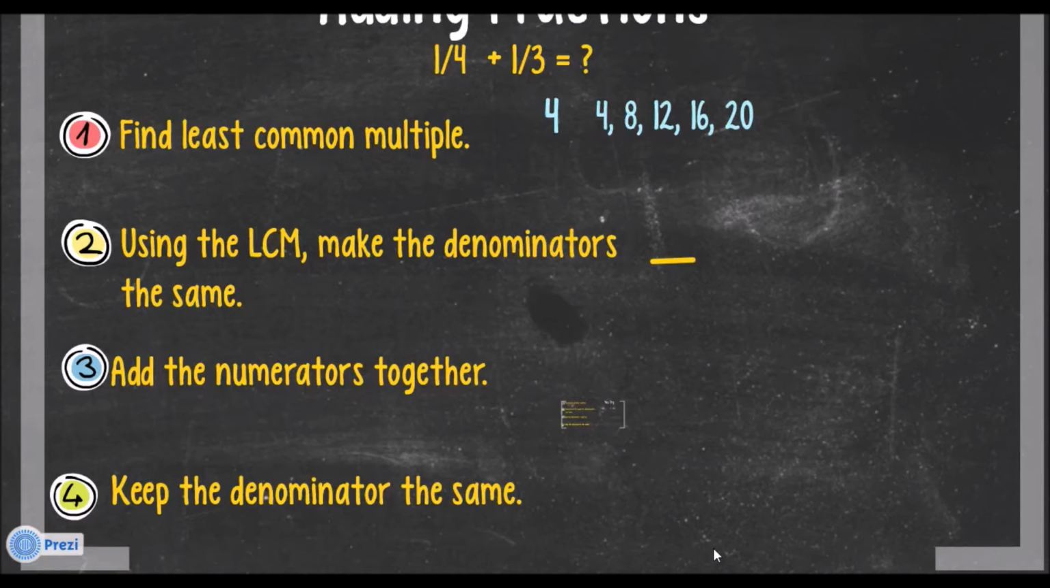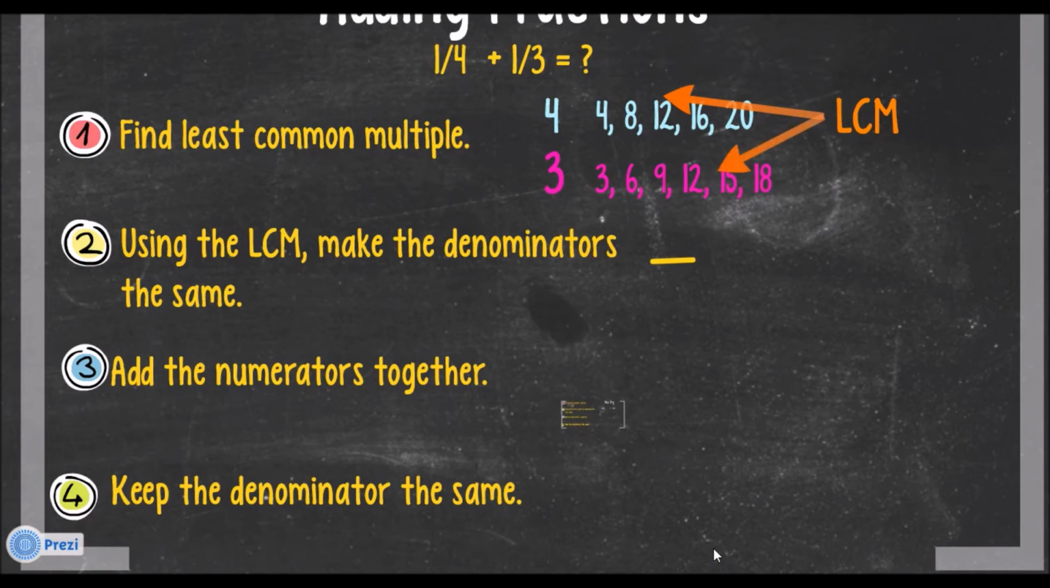Now, for 3, what are the multiples for 3? Try to figure that out, pause the video and check. Alright, 3 is 3, 6, 9, 12, 15, 18, and I found our least common multiple. Can you identify it? What is it? It is 12. Okay, so we have our LCM. Now, we're going to have to make the denominators the same.